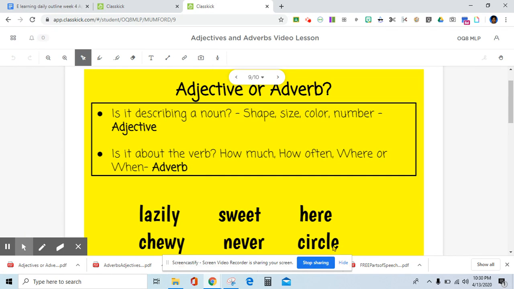And circle. Shape, size, color, or number, or how much, how often, where, or when? That's pretty easy. Circle is a shape, so it is an adjective.